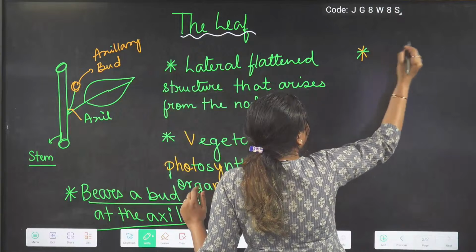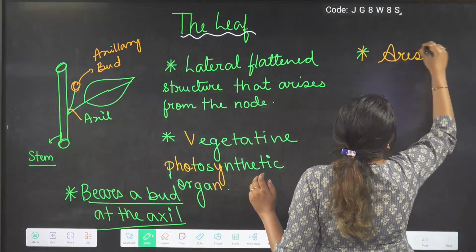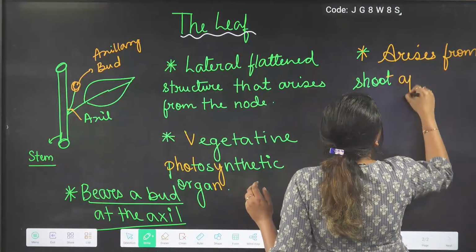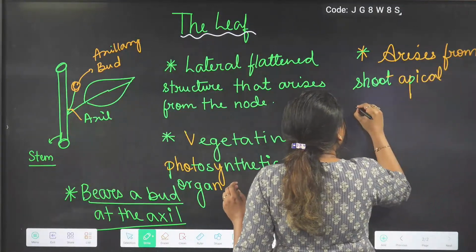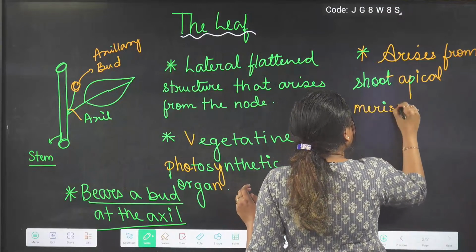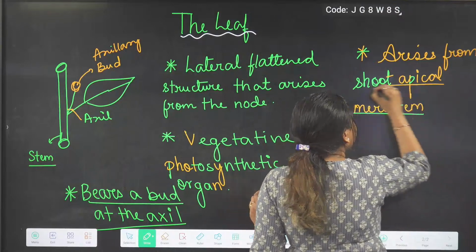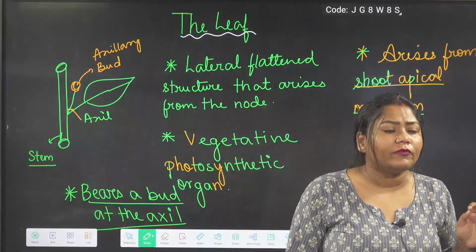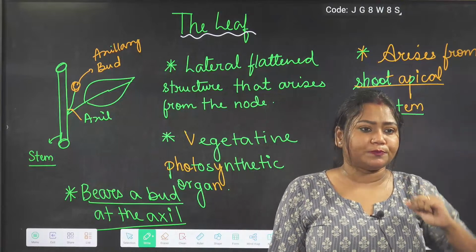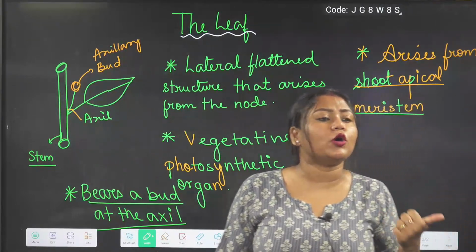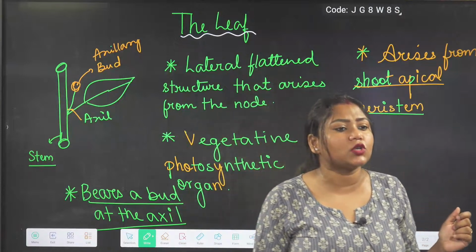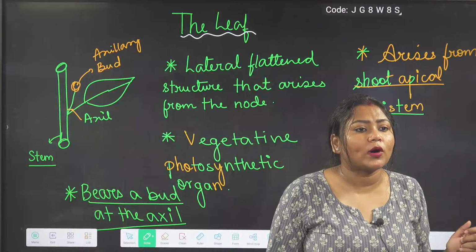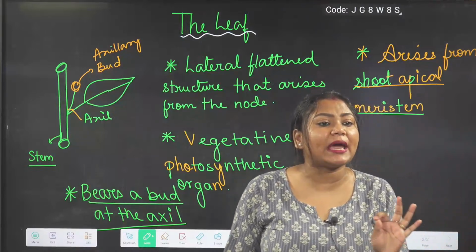Now, what is the fourth point? It arises from shoot apical meristem. There are two types of meristem. One is your root apical meristem, from where root develops. Another one is your shoot apical meristem, from where shoot develops. Okay, so it arises from shoot apical meristem. Am I clear, boys and girls? Yes or no? Tell me.